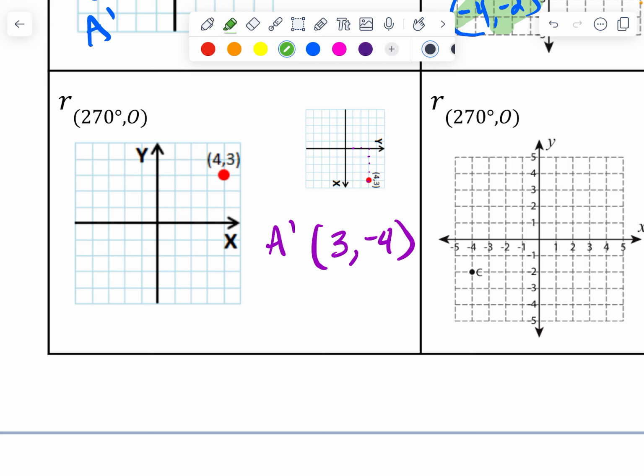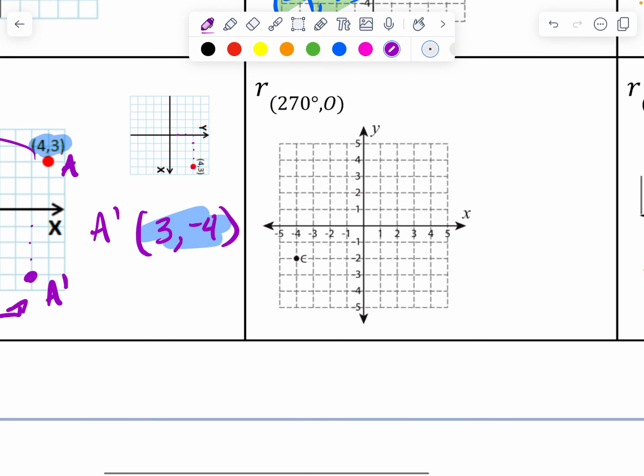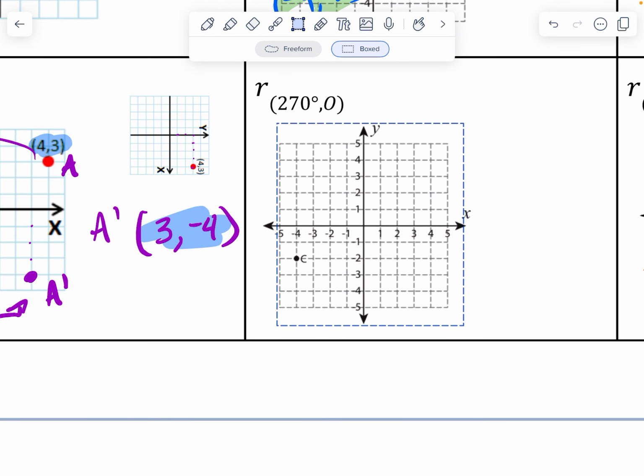We've switched. Again, let's look at our relationship here. What's happening? A prime is at 3, negative 4. A prime, A, and this makes sense. 1, 2, 3 rotations around. Doing it again. 3 rotations. Copy, paste.